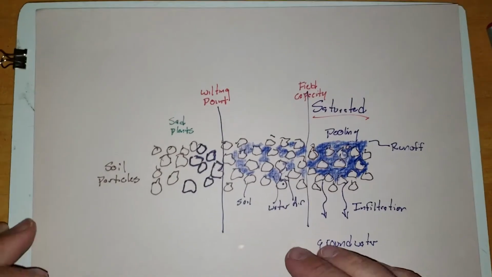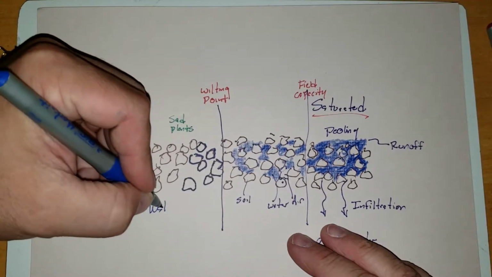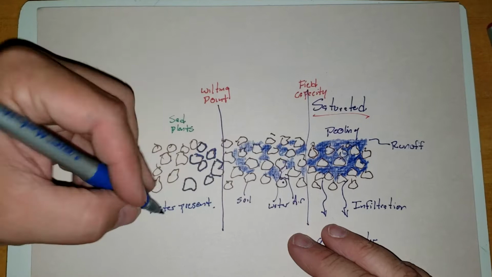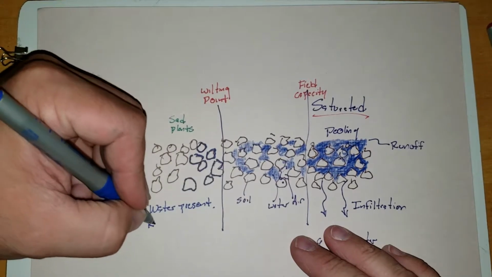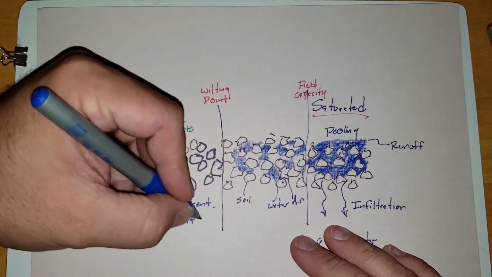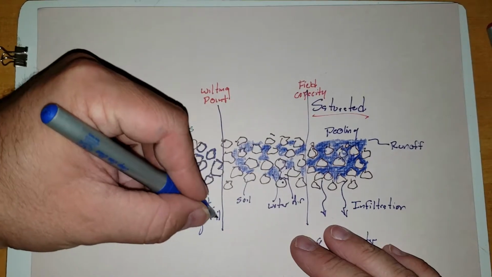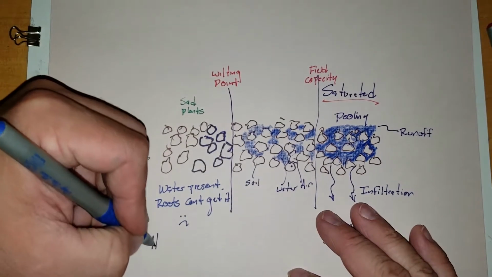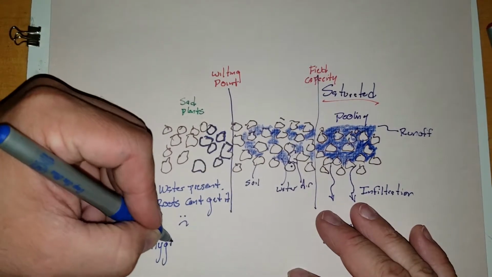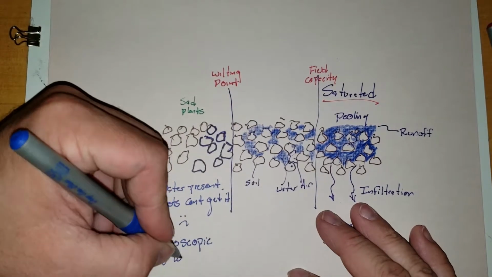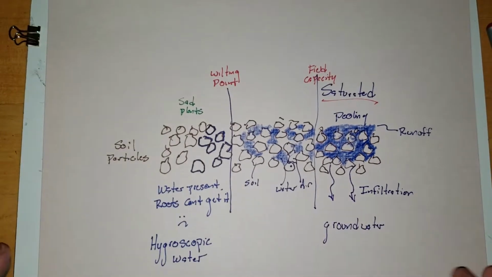So there is water present, but roots can't get it. This makes them sad. We call that hygroscopic water.